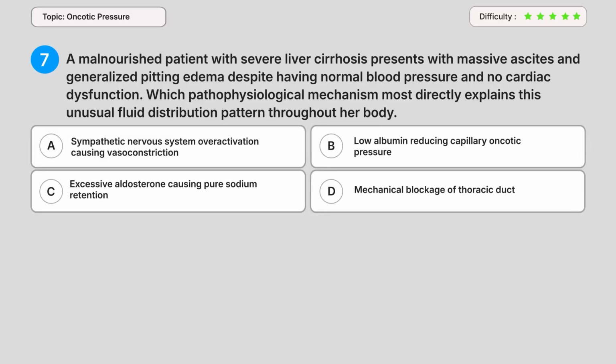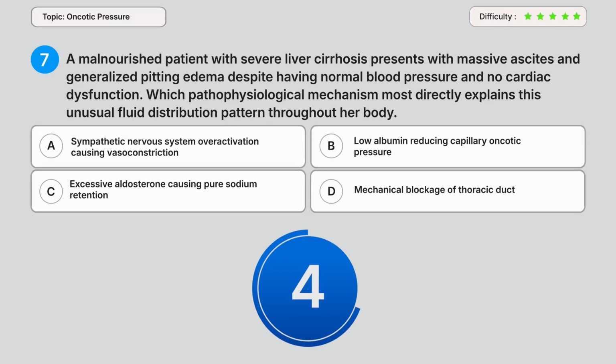A. Sympathetic nervous system overactivation causing vasoconstriction. B. Low albumin reducing capillary oncotic pressure. C. Excessive aldosterone causing pure sodium retention. D. Mechanical blockage of thoracic duct. What do you think is the answer?